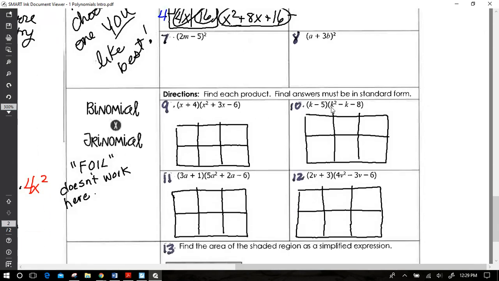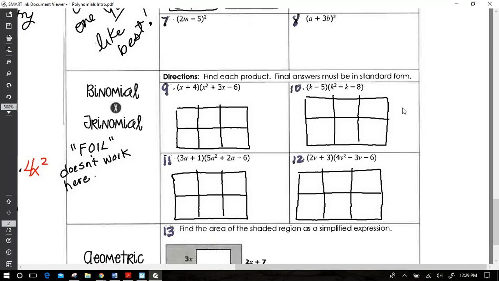And now this is exactly the reason why I prefer the area model to FOIL. Okay, FOIL does not work when you have a binomial, that's two terms, times a trinomial, which is three terms, because you no longer have, you do have some outers, the x and the minus 6, and you do have inners, 4 and x squared, but you don't have the other pieces, okay?